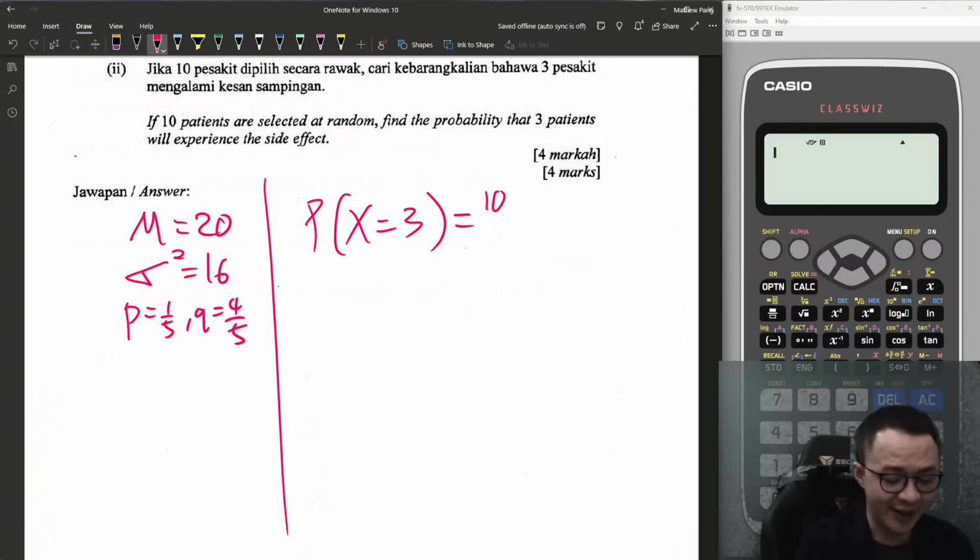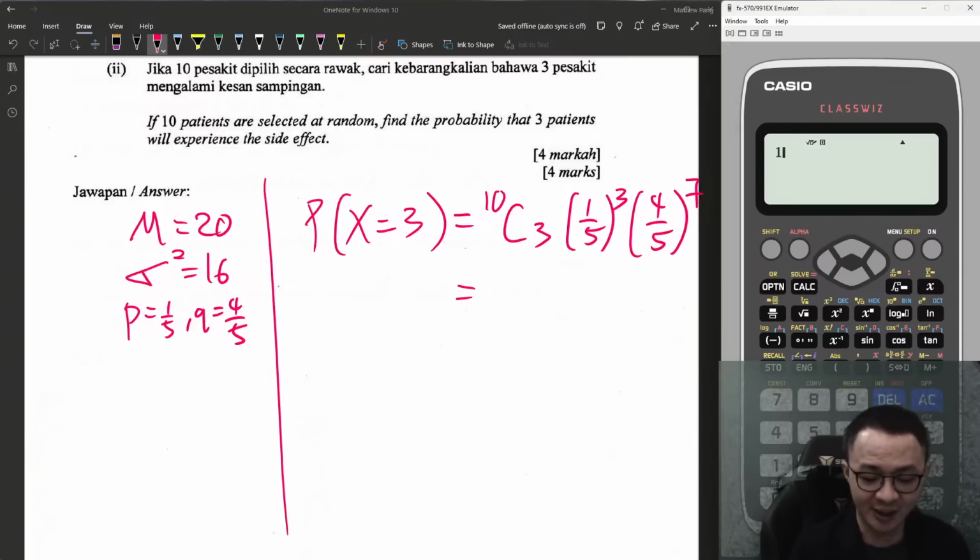The formula is nCr, P power of r, Q power of n minus r, right? Yeah, just type everything in the calculator. I believe this one, another 2 marks, is sort of a bonus mark if you get the idea.